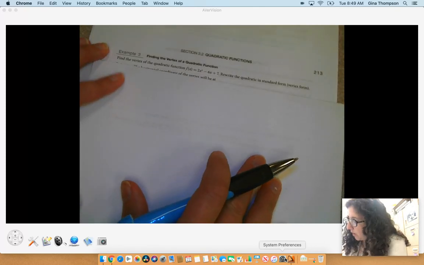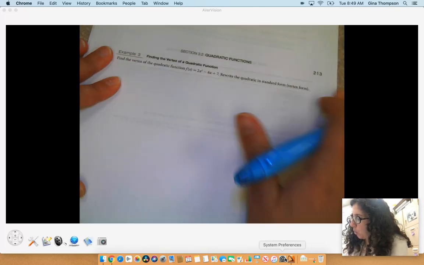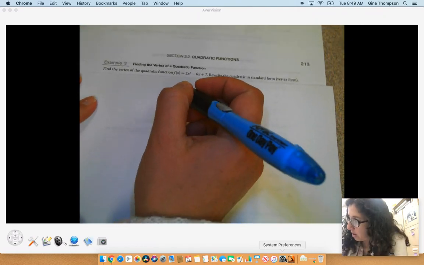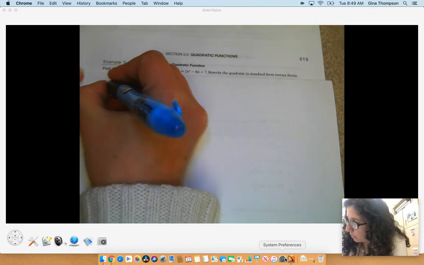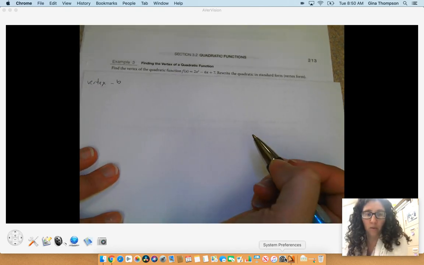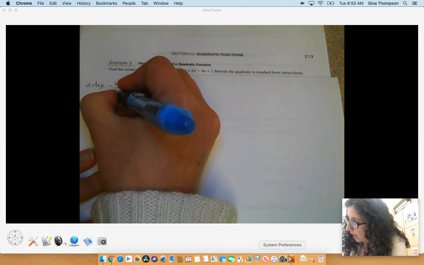All right, find the vertex of this quadratic equation. So first, let's just find the vertex. What if they just asked us to find the vertex? It's going to be minus b over 2a.